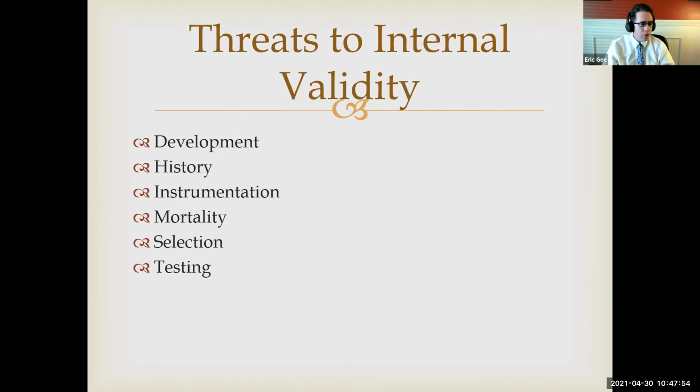All right, the next one there is mortality. Now, what we mean by mortality is the loss of subjects during the course of the study. There was a while back, probably when the internet was a little bit newer, a study done of a web-based instructional program. And the instructional program started out with about 161 subjects.